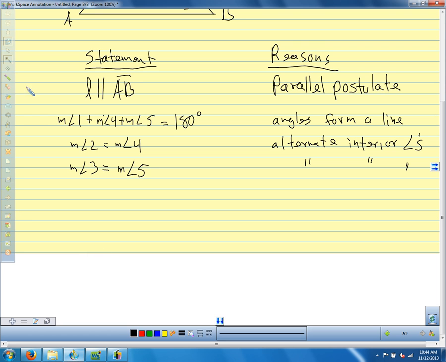And now I'm going to take measure of angle 3 and put it right here. And I'm going to take the measure of angle 2 and put it right here. Because it's the same as measure of angle 4. The measure of angle 3 is the same as measure of angle 5. So I can say measure of angle 1 plus a measure of angle 2 plus a measure of angle 3 equals 180. And what would my reason be there? Substitution. I substituted those in.